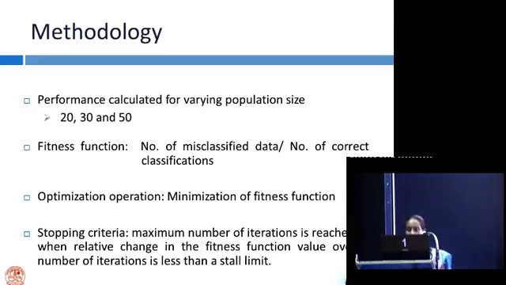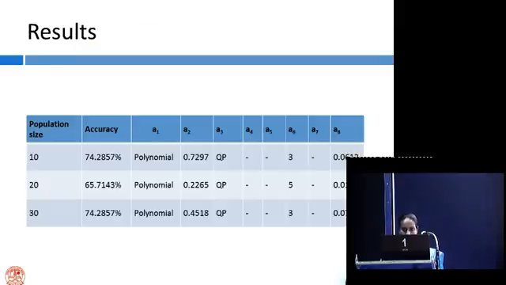The performance is calculated for a variety of population sizes, and the cost function is calculated as the number of misclassified data to the number of correct classifications, and we try to minimize this cost function. The stopping criterion is either the maximum number of iterations or the relative change in fitness value being less than the set limit. These are the results that we have got.